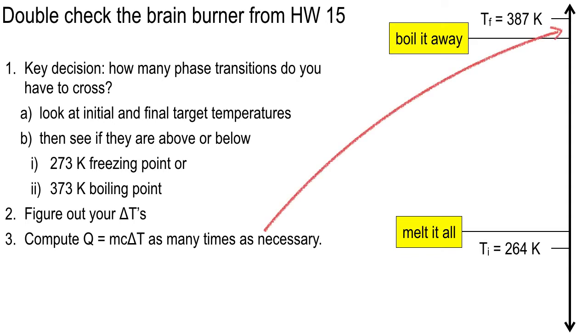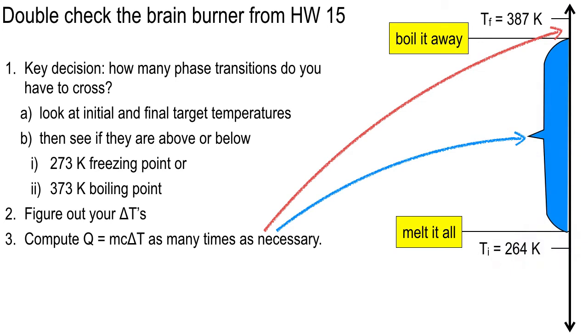So, for instance, here's one that you've got to tackle. This last one from 373 up to 387 would be a delta T of 14 Kelvin for this example. And here's one that you've got down here, kind of in the middle. If you're going all the way up from solid into the vapor state, you've always got a 100 Kelvin middle delta T. That's your intermediate one, because you've got to go all the way from the melting point up to the boiling point, and that's always 100 Kelvin, 273 to 373. And then you finally got this little teeny one down here, 264 up to the melting point.